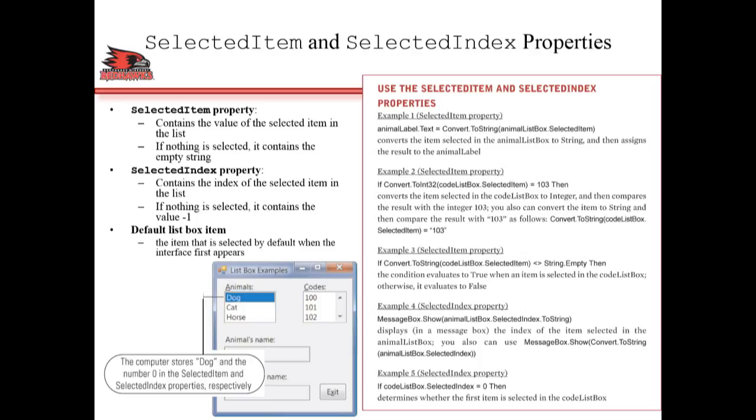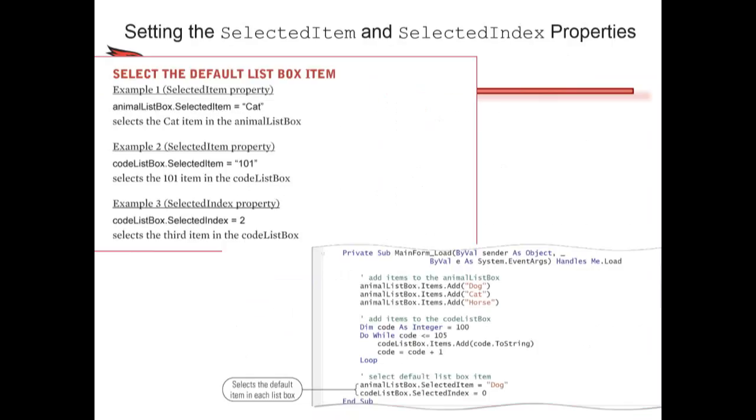There is also another line of code which is used for the default list box item. So if you have an item selected as the default item, then once the list box starts up, that item will be the one which is highlighted. Here is an example. If you have animal list box dot selected item equals cat, then that is now the default list box item. So when the list box pops up, the cat item will be selected.